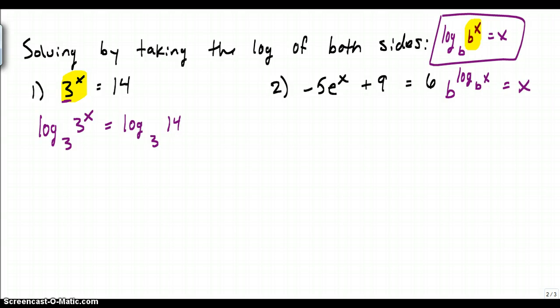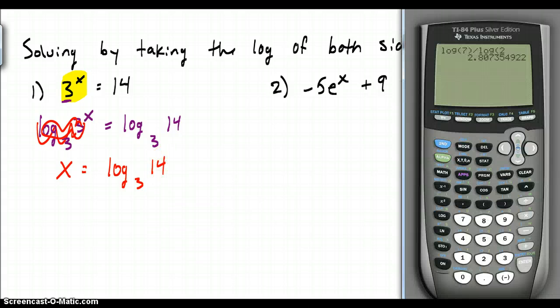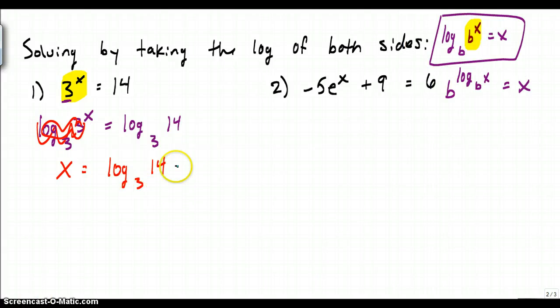Now this is my inverse property. So you can think of these as canceling out. So I'm just left with the x there. So this is x equals log base 3 of 14. Now I don't have the ability to put log base 3 of 14 in my calculator, so I have to do the change of base formula and make it log 14 over log 3. So my answer is 2.402.